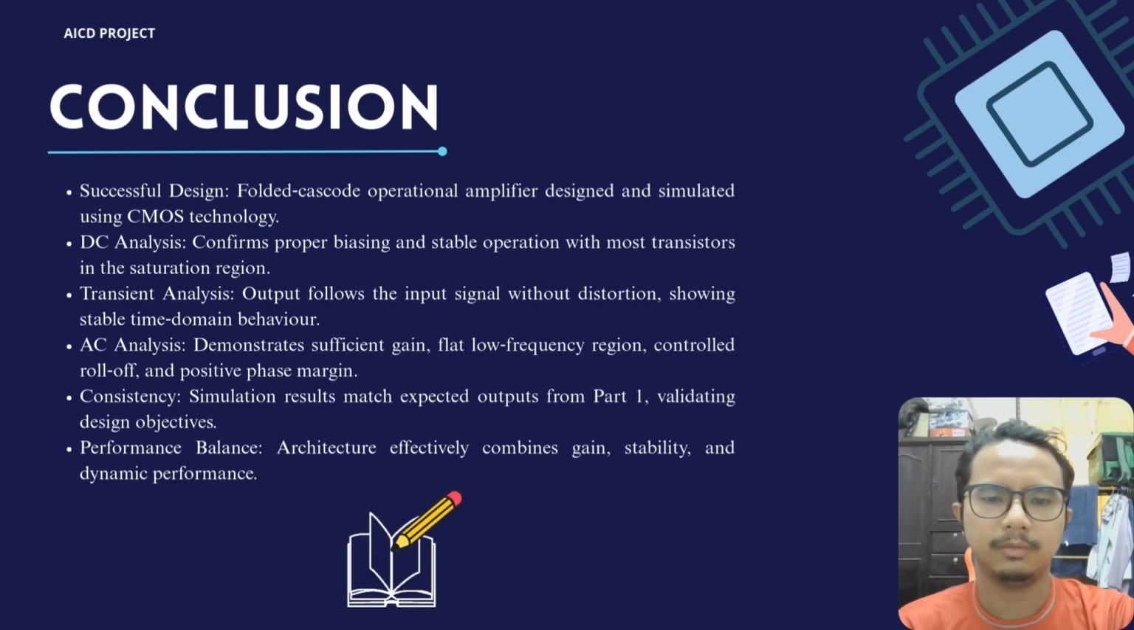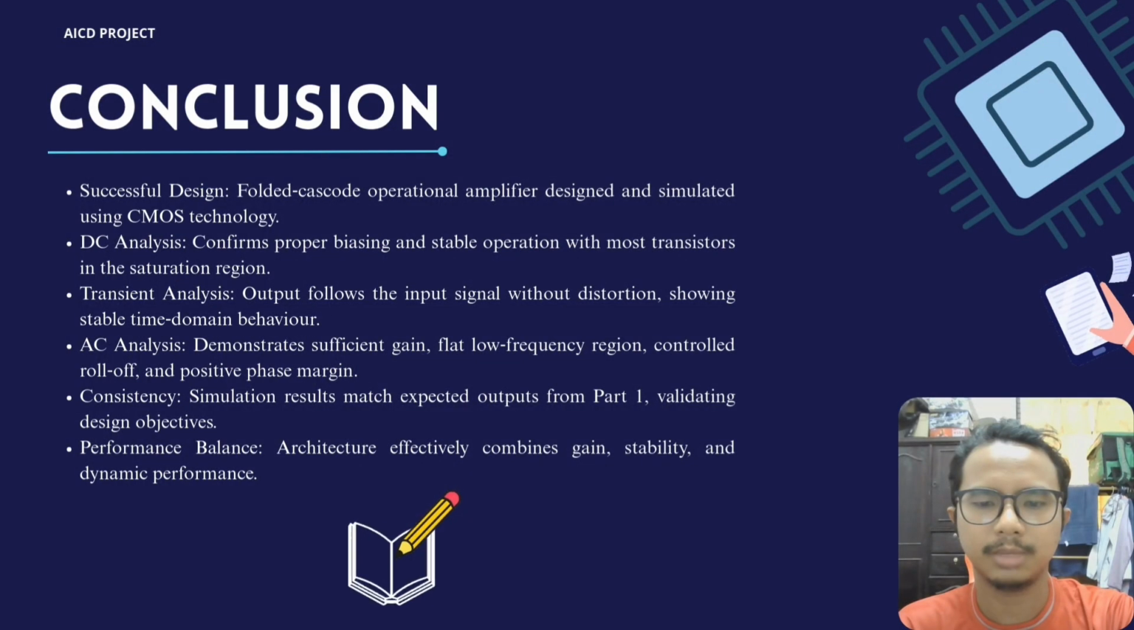To conclude, a folded cascade operational amplifier was successfully designed and simulated using CMOS technology. The DC analysis confirms proper biasing and stable operations where most transistors are in the saturation region. Transient analysis shows that the output follows the input signal without distortion, while AC analysis demonstrates sufficient gain and stable frequency response. Overall, the simulation results are consistent with the expected output proposed in Part 1.